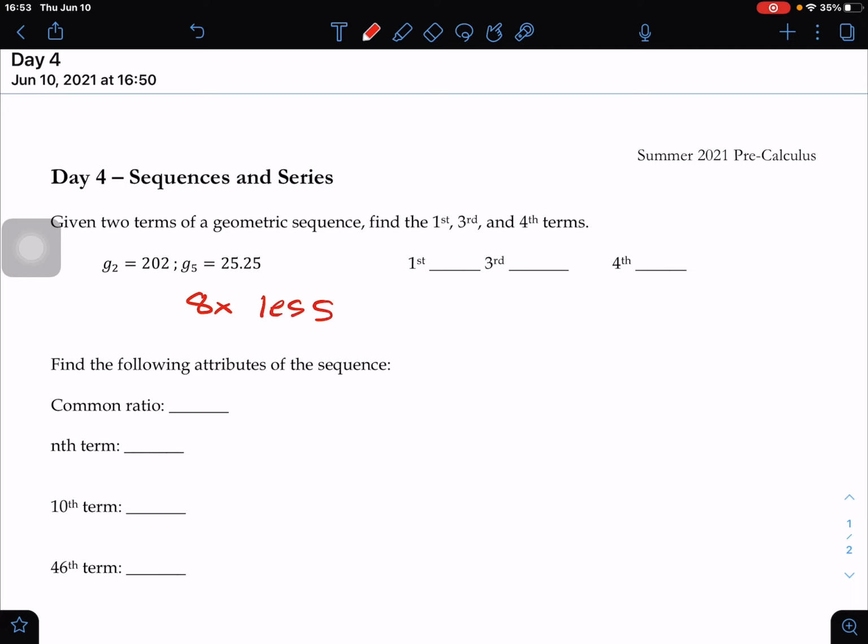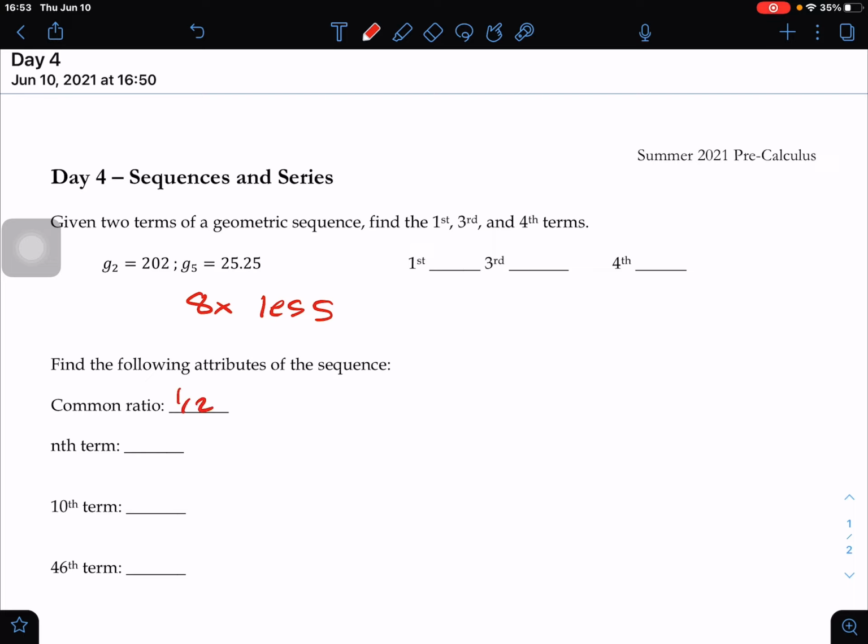And you can see, if you notice, 25.25 is 8 times less than 202. And since these are three terms apart, that means that the third term has to be 2 times less than the second term, the fourth term has to be 4 times less, and the fifth term is going to be 8 times less. So basically our common ratio is that everything is going to be halved each time. So our common ratio would be 1/2.